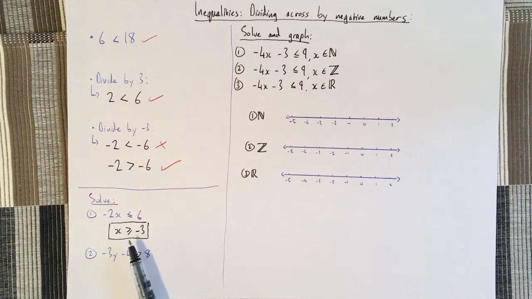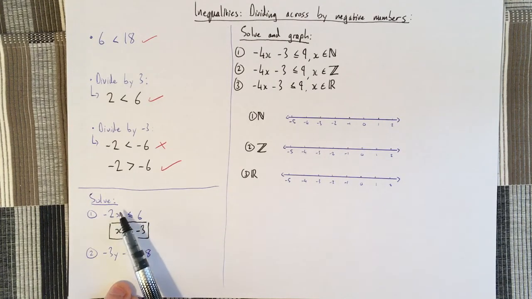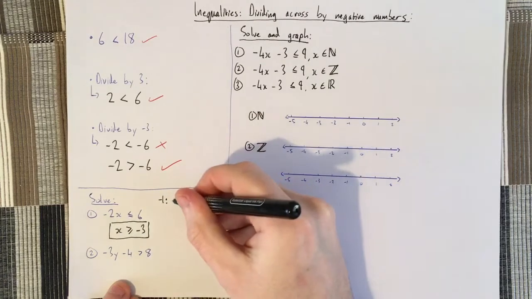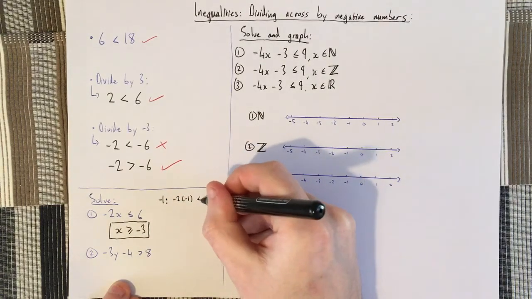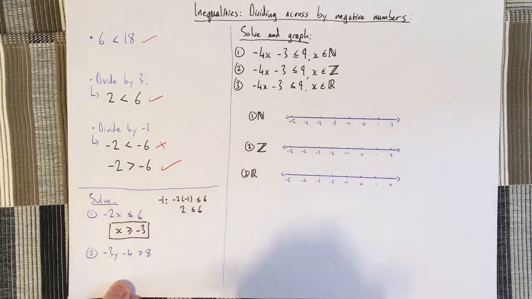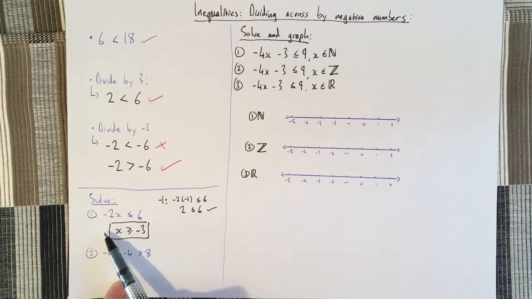Let's test it quickly just to prove to ourselves this is true. I'm saying this inequality is true when x is greater than or equal to minus 3. So let's get a number which is greater than or equal to minus 3, let's say minus 1. If I sub minus 1 in here, I'd have minus 2 times minus 1 is less than or equal to 6. Minus 2 times minus 1 is 2. Is 2 less than or equal to 6? Yes, it is. So minus 1 is greater than or equal to minus 3, so it is a solution to this. When I sub it into my original inequality, I get something that's true.